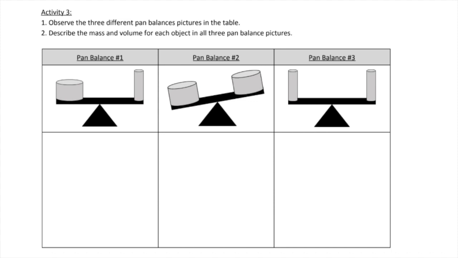But, and that's a big but, the volume is different. This takes up more space than this tall cylinder. So the first shape has more volume, but they both have the same mass. And that's what you're doing for the remaining 2. You're saying whether they have the same mass or different mass, and whether they have the same volume or different volume.